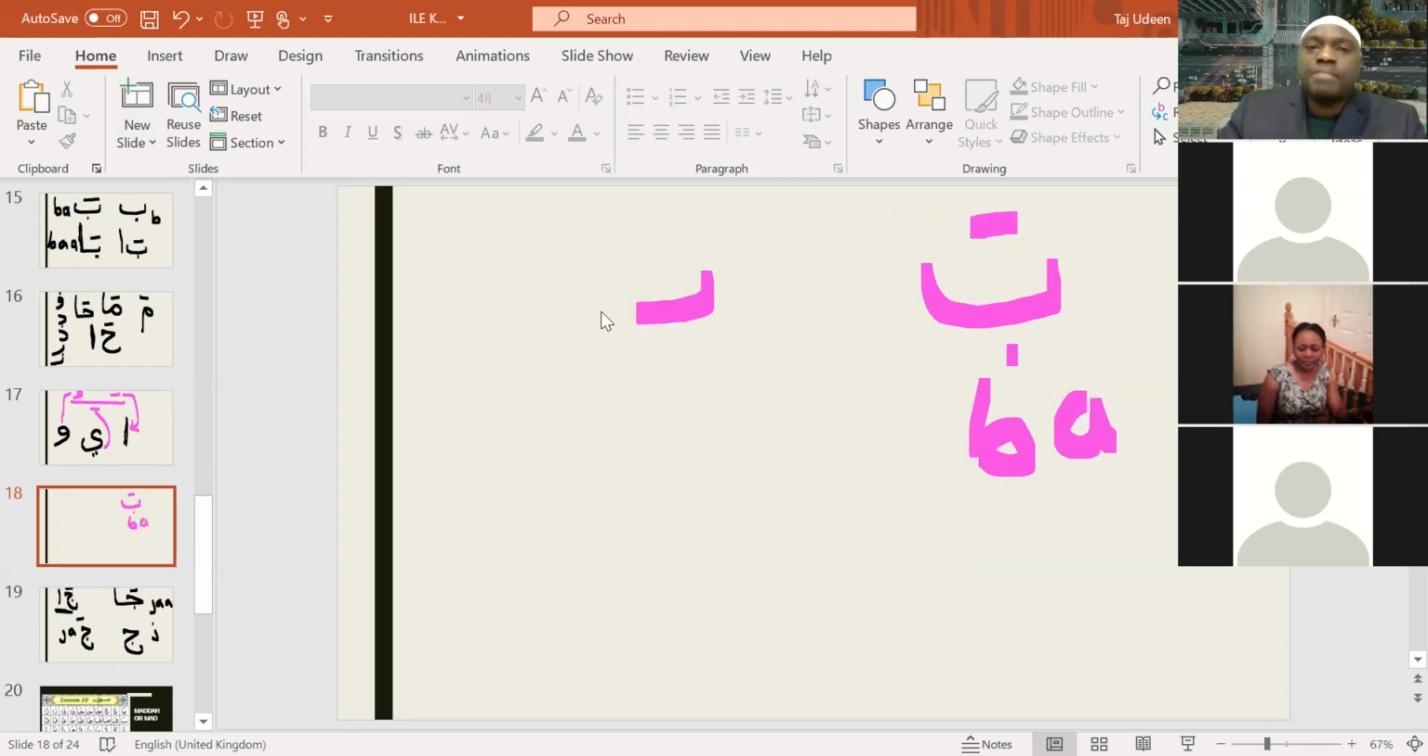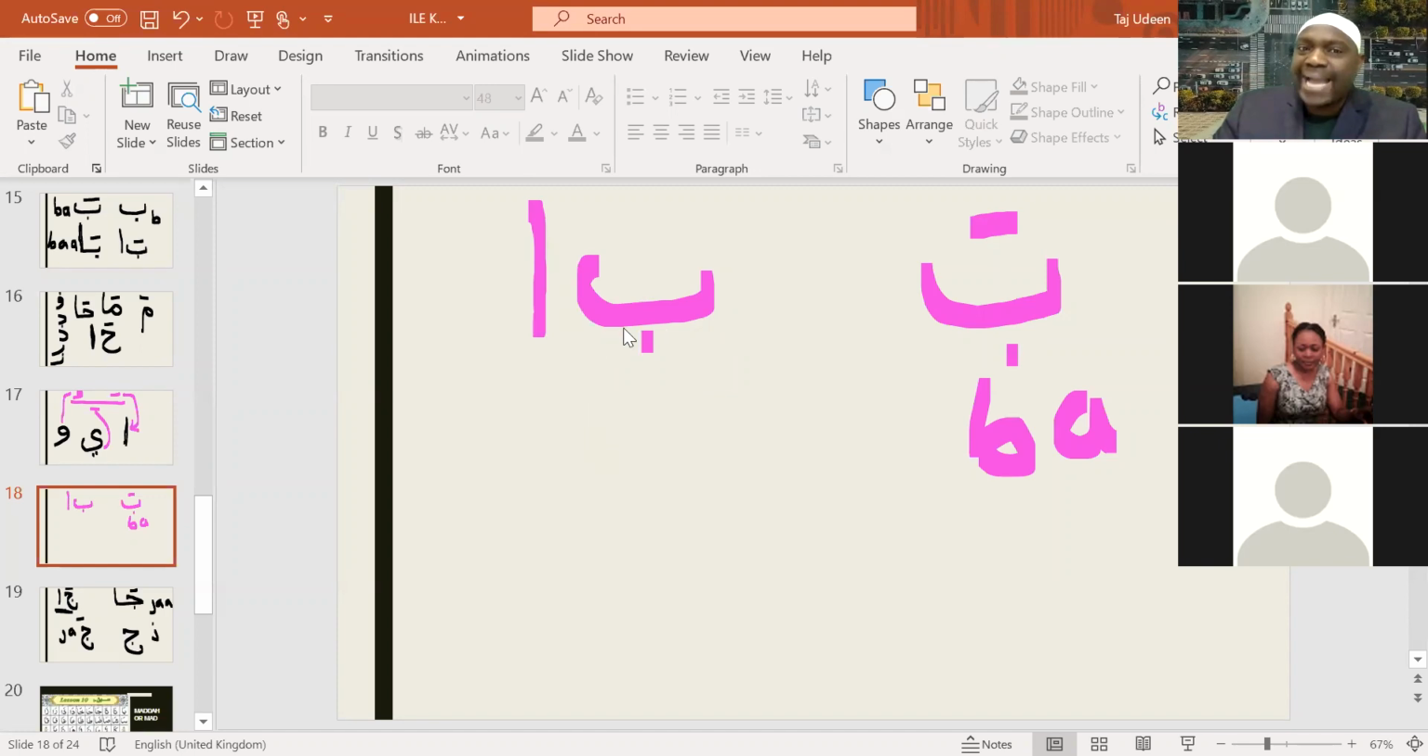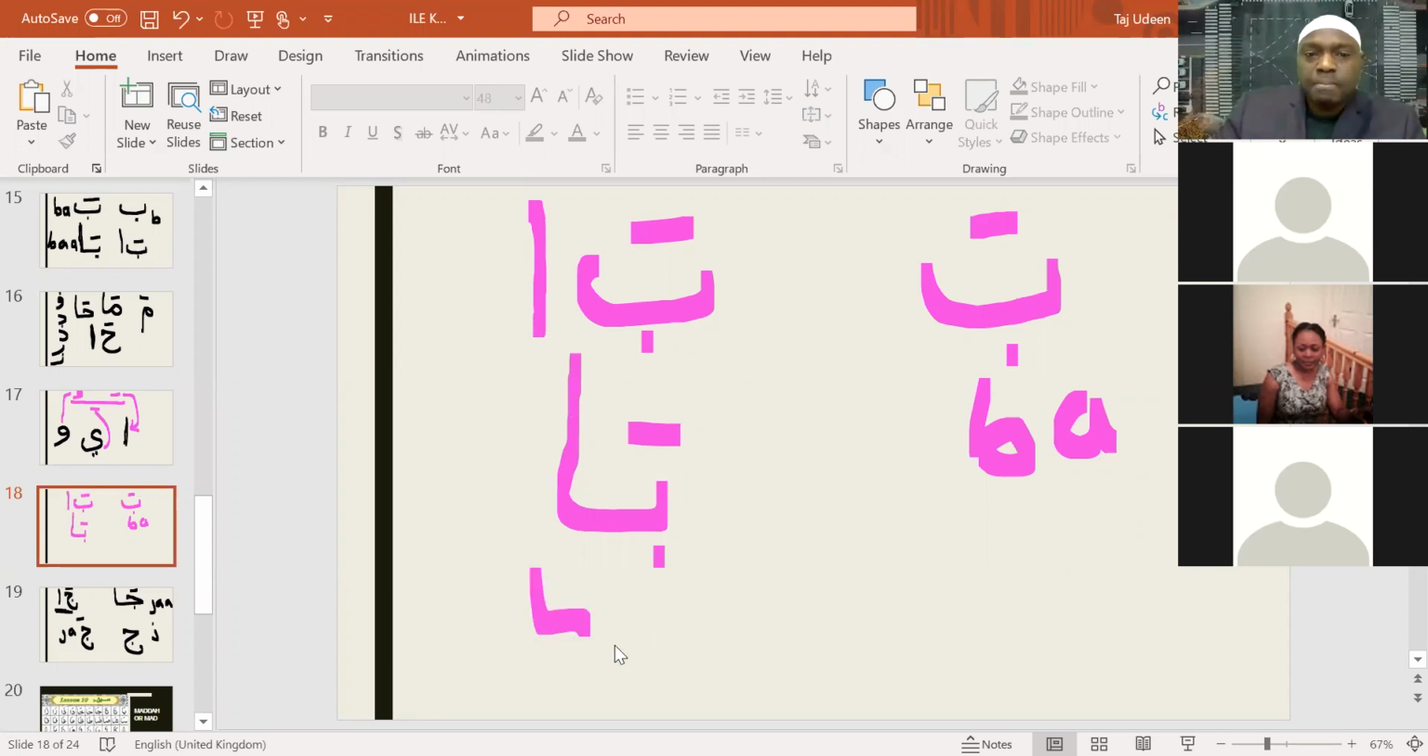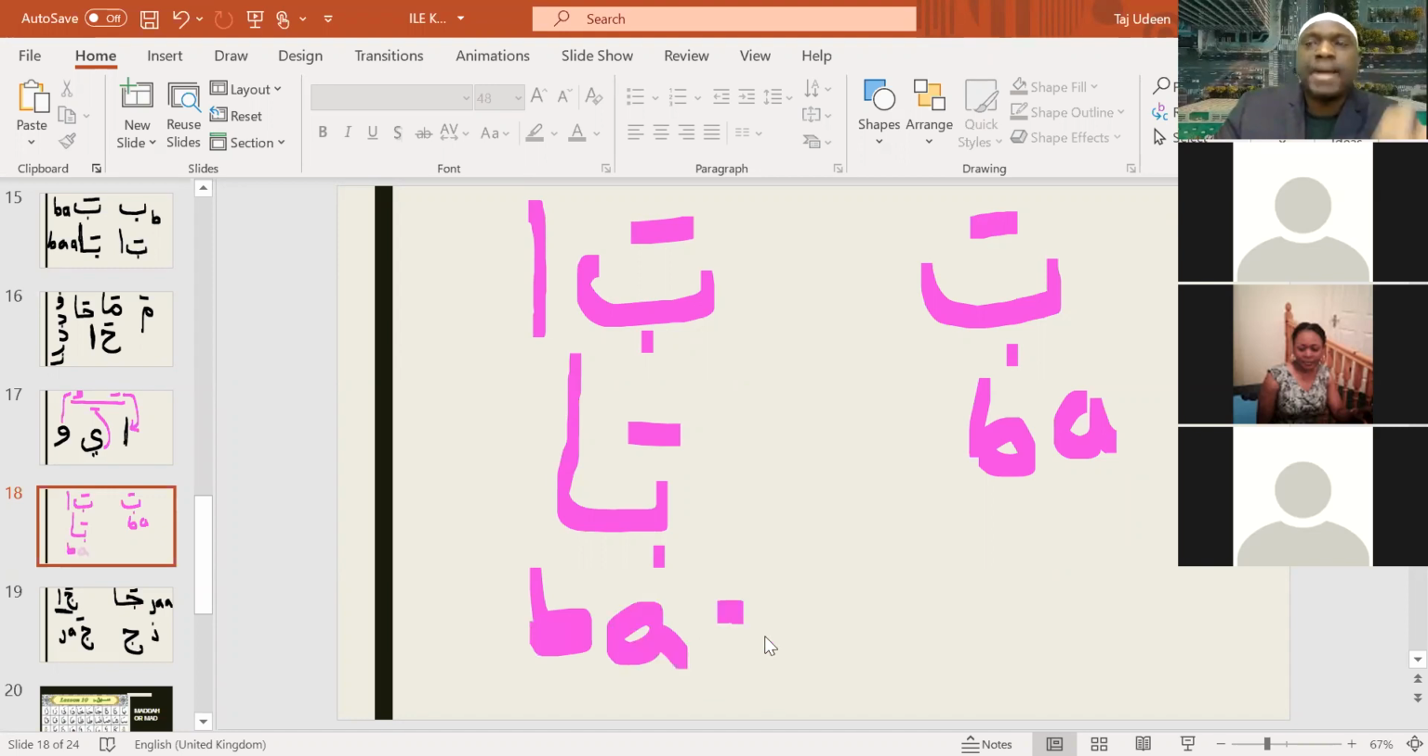Now, if I write Ba, I want to elongate it for 2 counts because we are going to see this elongation in the Quran, either we like it or not. So it's going to have Fatiha like this. But I can join Ba and Fatiha together, so it's going to be like this. So it's going to be Baa instead of Ba. So this becomes B-A-A. That's Baa.